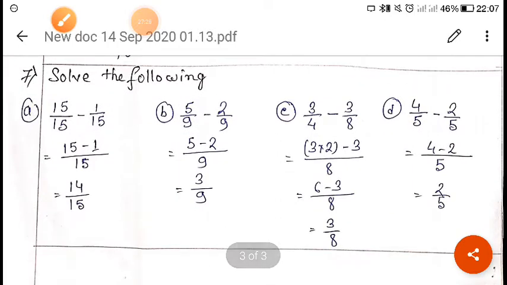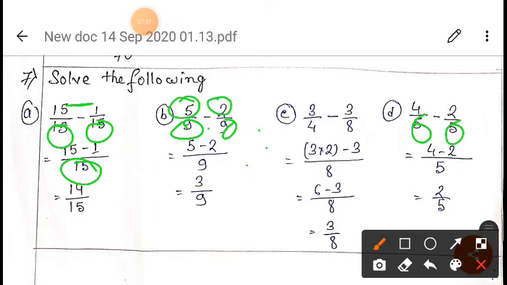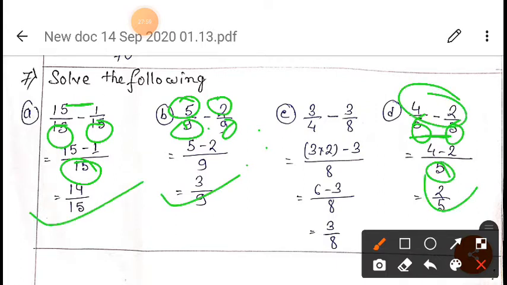Now next is question number 7. You have to solve the following. In this case and this case, the denominators are the same, so we have to do nothing. We just write the denominator once below, and subtract these 2. Here in this case also we write the denominator and subtract these 2. And here again we write the denominator and subtract these 2. Okay, as you can see, we have got 2 by 5 here, 3 by 9, and here 14 by 15.